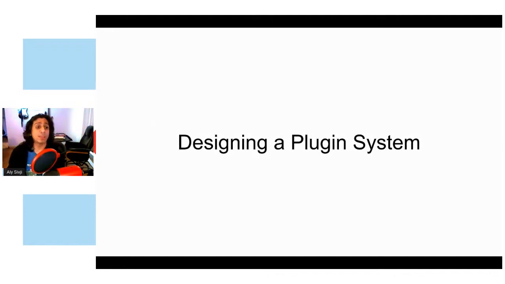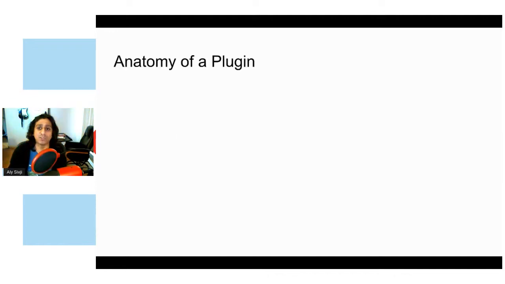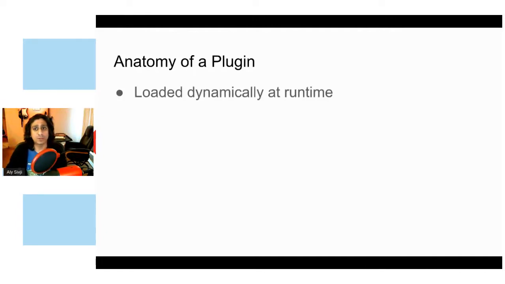So this talk is really about designing a plugin system. We talked about a few different types of plugin architectures, but they all share a lot of the same common characteristics. Plugins are loaded dynamically at runtime. This means that when the program first starts, it has no idea what plugins are going to be used until it actually loads them in.